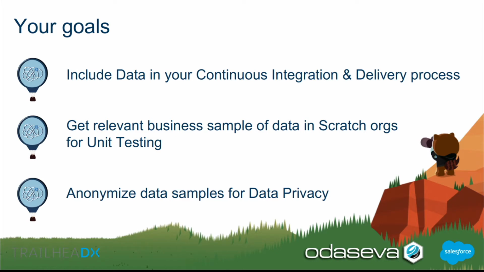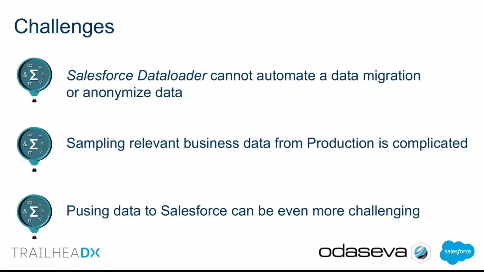So your goal is actually to include data in your continuous integration and delivery process, for one. Number 2, to get a relevant business sample of data in Scratch.org for use in testing or training, or in the sandbox as well. And number 3, anonymize data samples for data privacy.